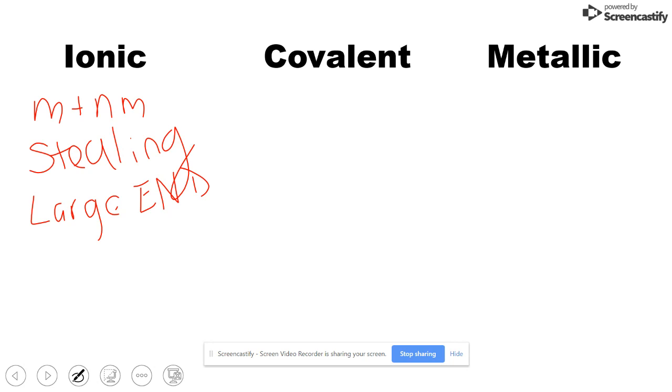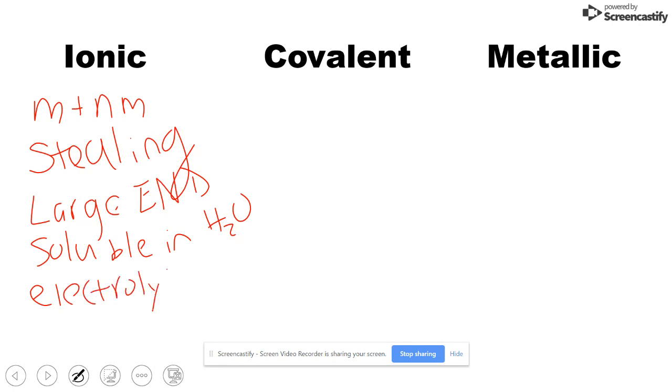In general, and of course we talked about solubility at the end of the year, but in general, these ionic compounds are soluble in water, so they make those aqueous solutions. And when they do dissolve in water, they become what are called electrolytes, which means that they can conduct electricity as a solution.